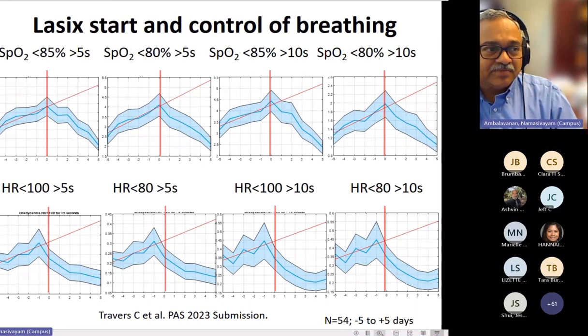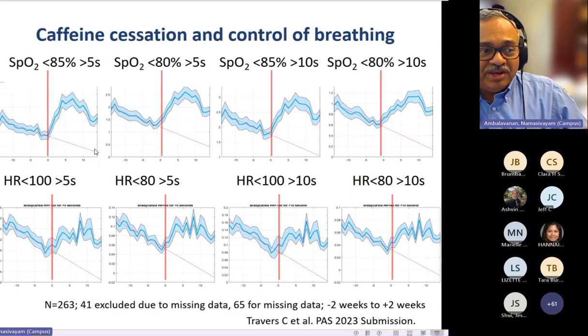So this is Lasix. This is caffeine after we stop it. Many of us stop caffeine when the infant doesn't have any clinical apnea for a few days, generally around 34 weeks postmenstrual age. But what happens after you stop it? We looked at our data, and this is not clinical apnea or bradycardia counts, but the cardiorespiratory monitoring data. The red line in the middle is where you stopped caffeine, and the x-axis is the 14 days before to the 14 days after.